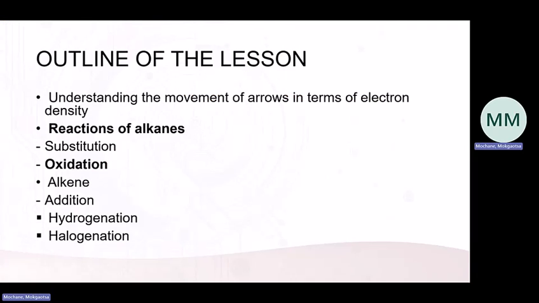Now, at the end of this particular lesson, you must be able to understand the movement of arrows in terms of electron density. The arrows are very important in organic chemistry. How you move them is also very important, because when you have a half arrow, it's an indication of a single electron moving from one element to another. When we've got two arrows, it's a movement of two electrons. So the movement of arrows is very, very important. I'll also be dealing a little bit with how the arrows move from one molecule to another, or from one element to another.